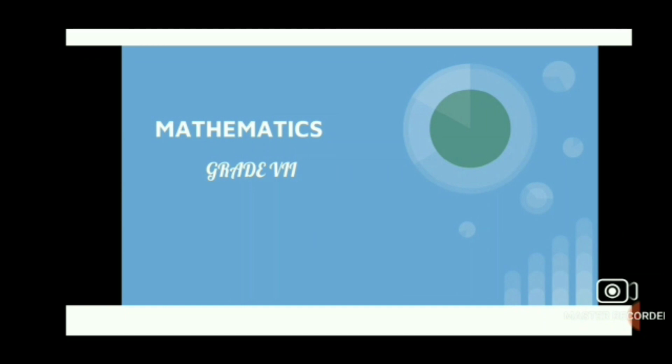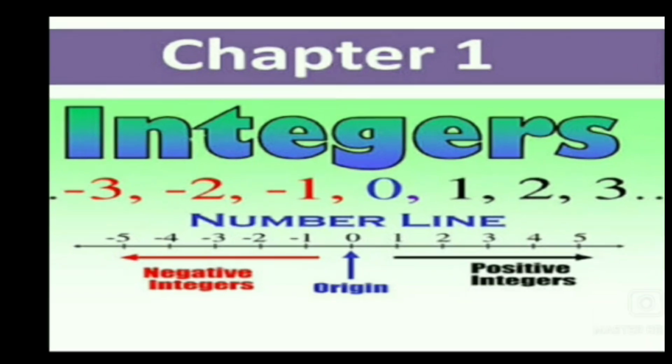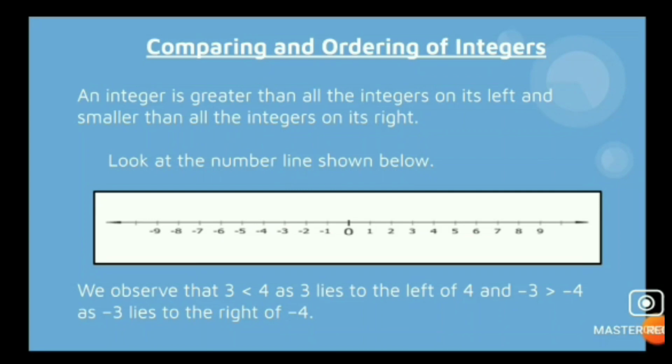This is part 2 video of grade 7, chapter 1, integers. In the earlier video, we had discussed what is an integer, how to represent integers on the number line, and the absolute value of an integer. In this video, let us discuss how to compare and order integers, and the properties of integers. Comparing and ordering of integers.